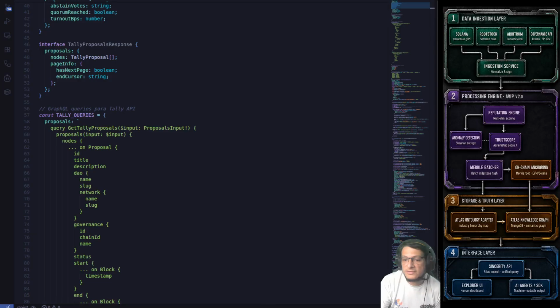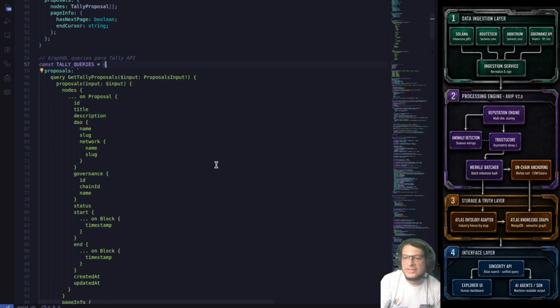The next file is the ABIP viem adapter.ts, the anchor of truth, Arbitrum Sepolia. This is the file that closes the cycle and anchors our data to Arbitrum Sepolia. It is arguably the most robust component in terms of security. It uses the viem library to interact with the smart contracts ultra efficiently.